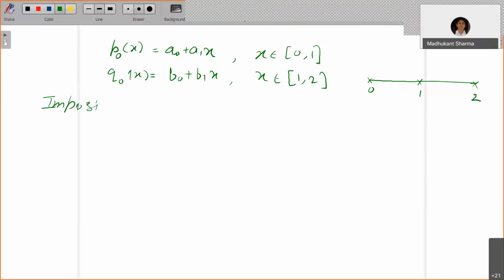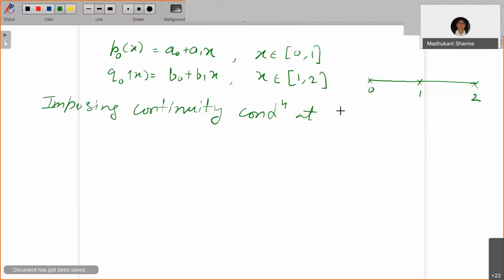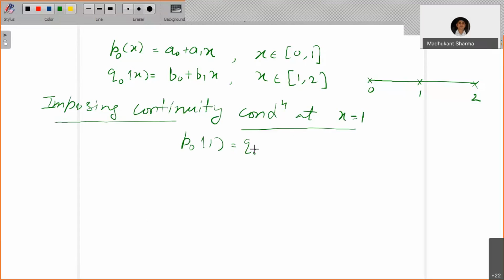impose, let's say, a continuity condition. So imposing the continuity condition, where you have to look is at x equals 1. So only at the partition point you need to look, because anywhere before 1 and after 1, the function is continuous only. Okay, so at x equals 1. So what that means is p0(1) must be equal to q0(1). See, the limit exists and all that you can take care of. So p0(1) equals q0(1).